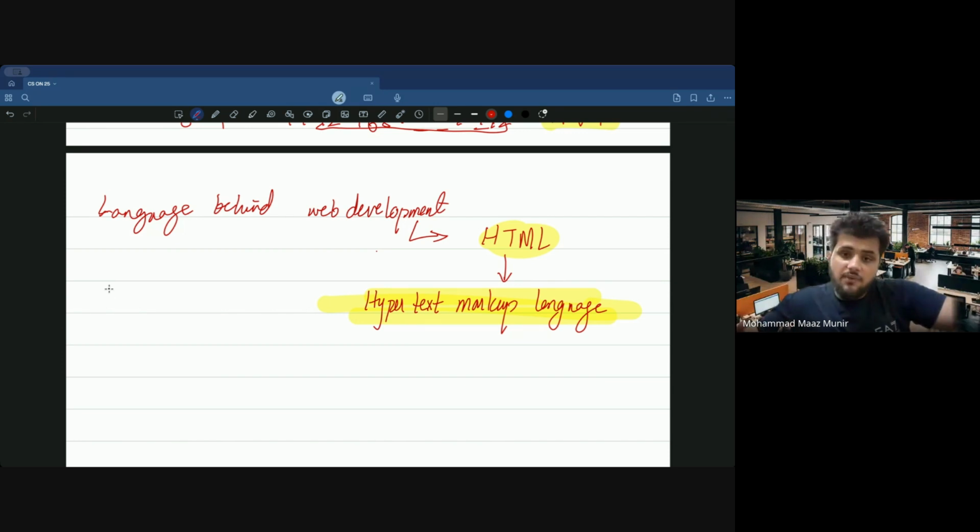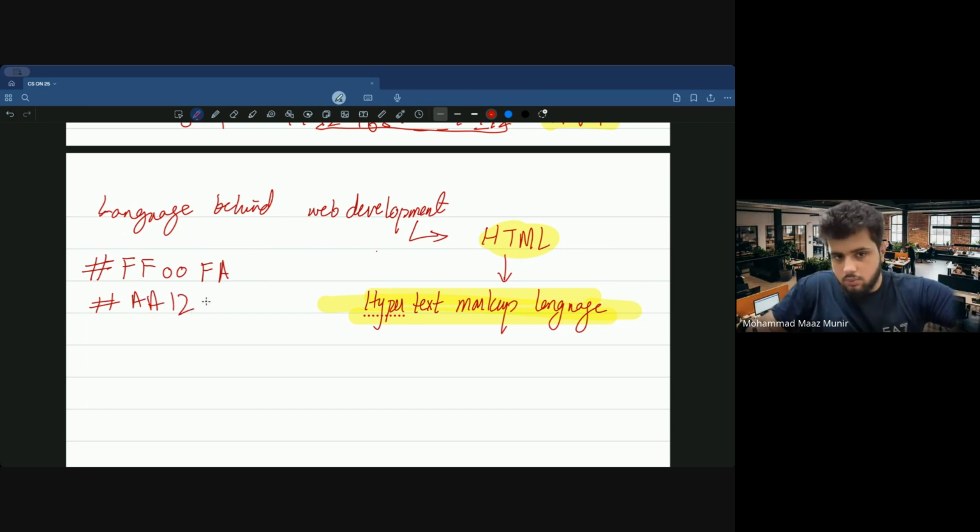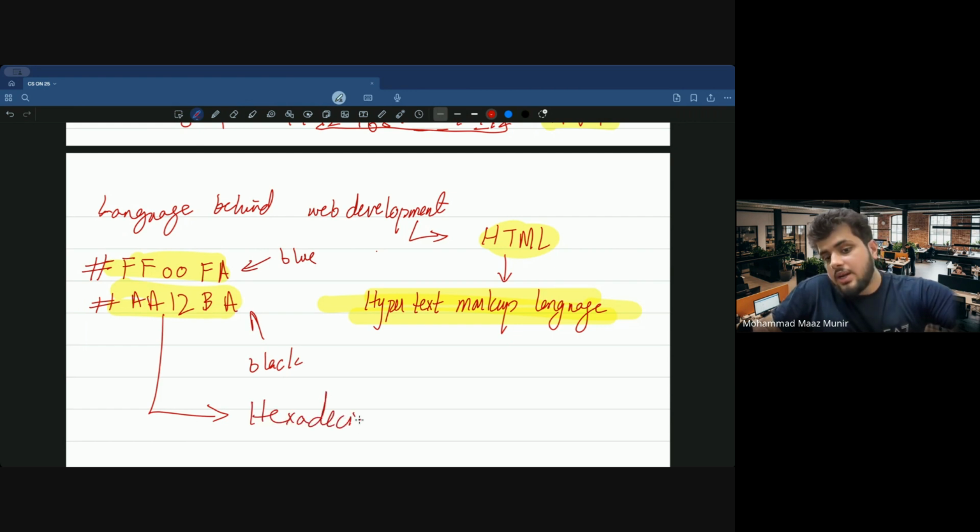Now, I don't know if any one of you is doing some sort of graphic designing or anything of that sort. But if you do something like this, you will usually see that when you work with colors, your colors always start from a hashtag, and then it's like FF00FA. Or it could be something like AA12BA, and this could be something like a blue, and this could be something like a black. Now, what are these specific numbers? All of these numbers, AA12BA or FF00FA, are hexadecimal values. And why did we introduce such hashtag values?